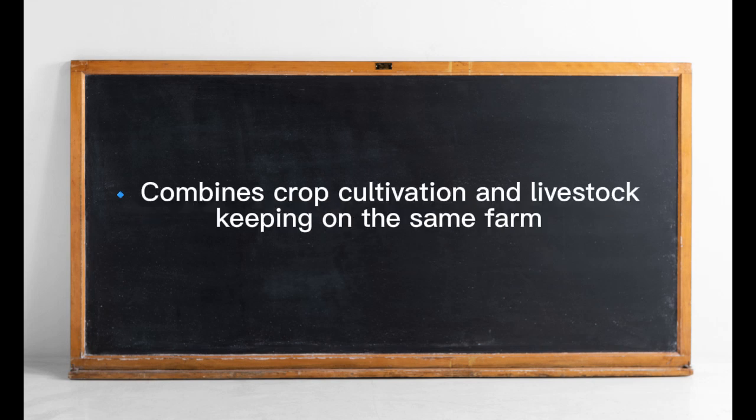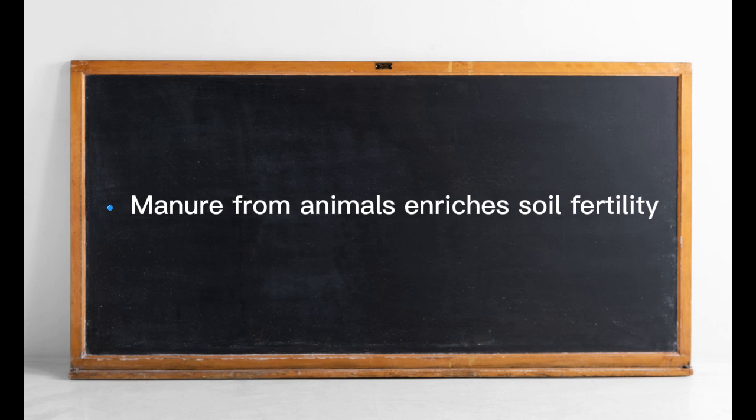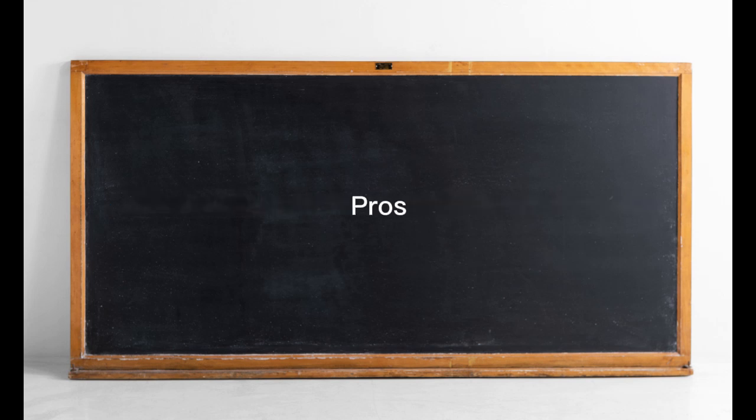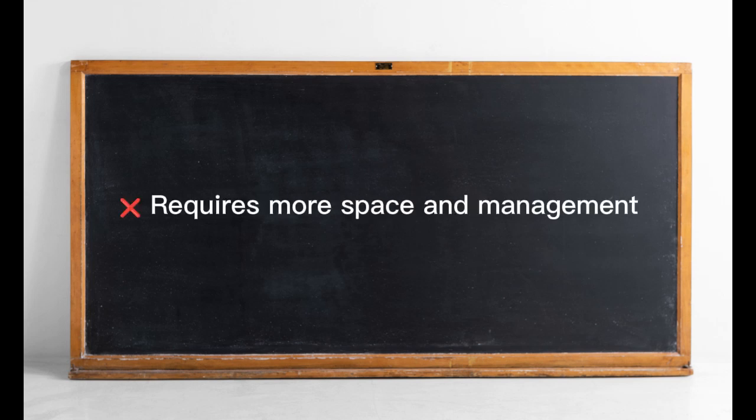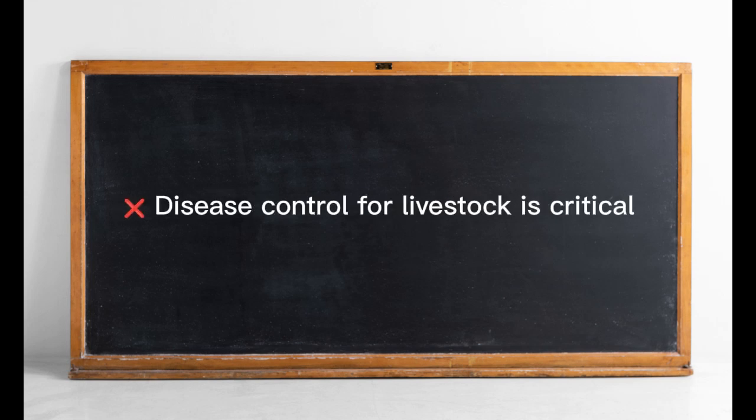3. Mixed farming combines crop cultivation and livestock keeping on the same farm. Manure from animals enriches soil fertility. Pros: diversifies income sources, reduces risks of crop failure, improves soil structure. Cons: requires more space and management; disease control for livestock is critical.